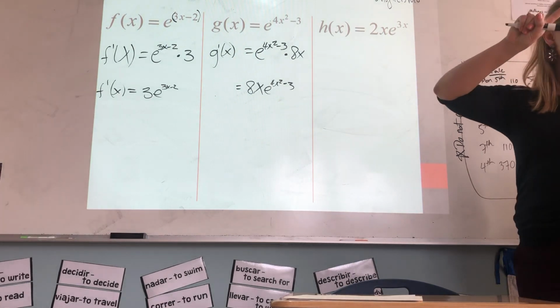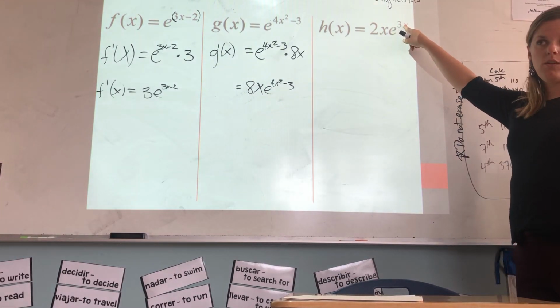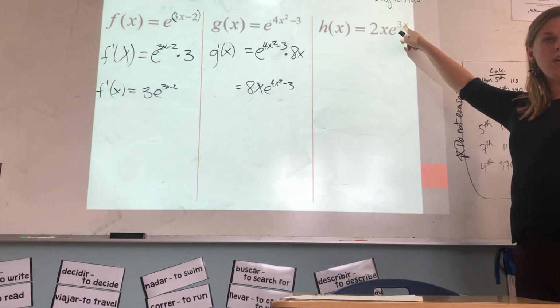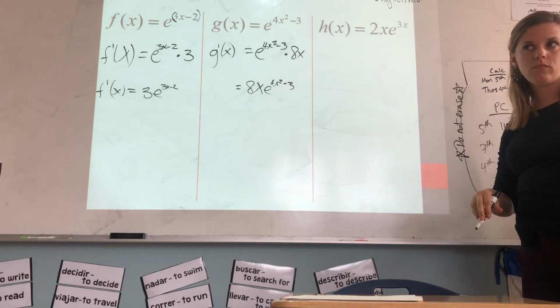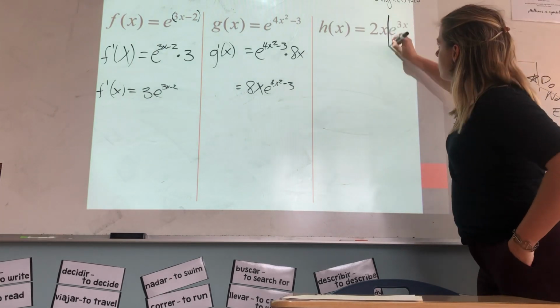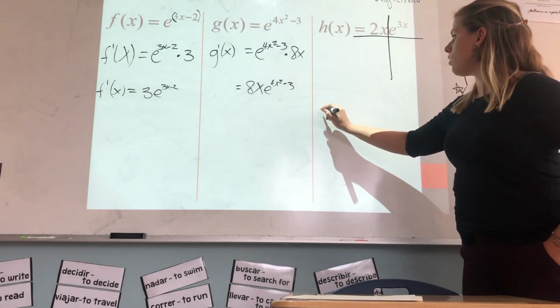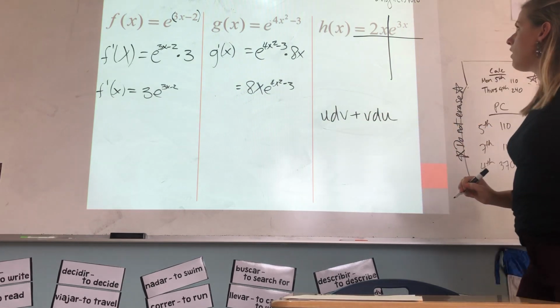Now I observe that there is an x in multiple places. If there's an x in multiple places, you must use your product or quotient rule thinking. See how this is product rule? So the product rule is u dv plus v du, in case you forgot it. Go ahead.